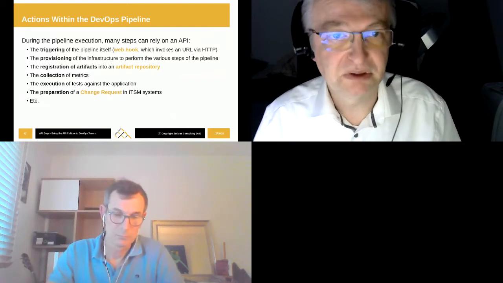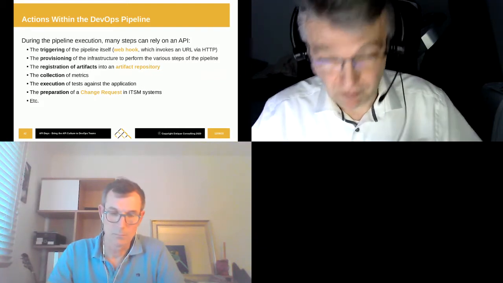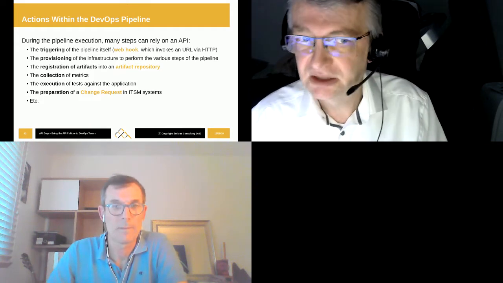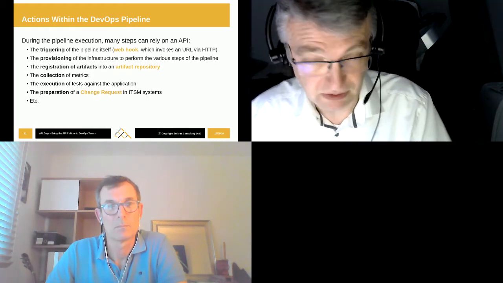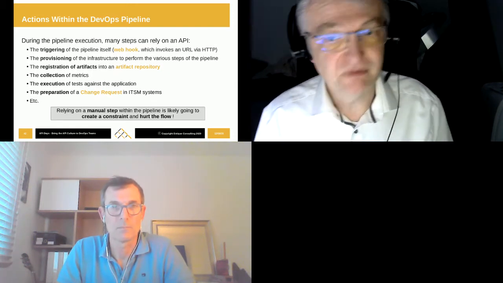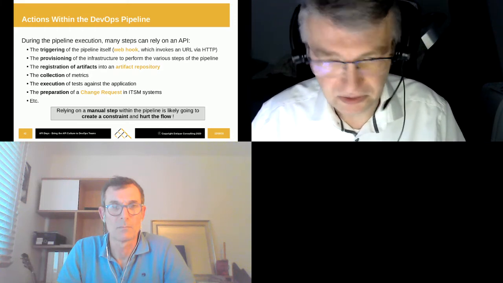So the actions that we perform in the DevOps pipeline through APIs are the triggering of the pipeline itself, a hook on GitHub, GitLab, or whatever system you're using for your source code control. And then provisioning infrastructure, the registration of artifacts in the repository, collection of metrics, etc. And last but not least, the change request. At the end of a pipeline, we are going to want to move something to production. We need to have a change request. And we are going to automate the preparation of this change request, feed it automatically, not manually. Hopefully, it will be a standard change request, so pre-approved, and it will be able to go to production immediately. So relying on manual steps in the pipeline will actually hurt the flow by creating a constraint. Every time a human needs to do something, we have the opportunity of errors, delay, etc.